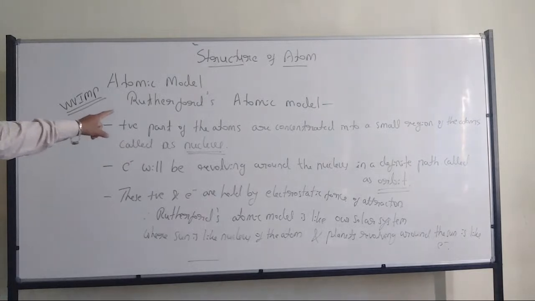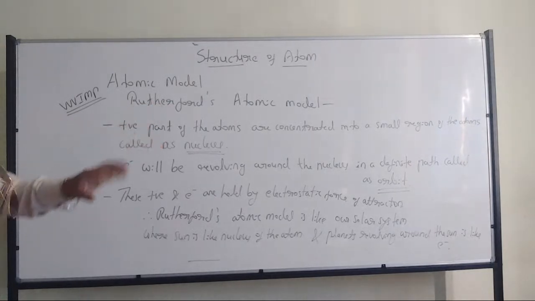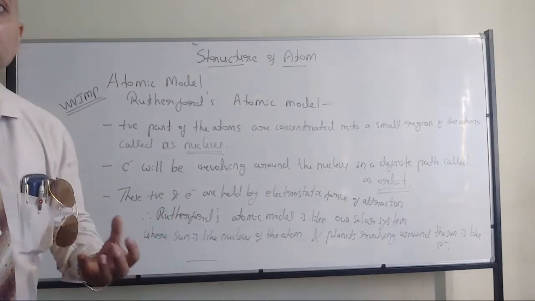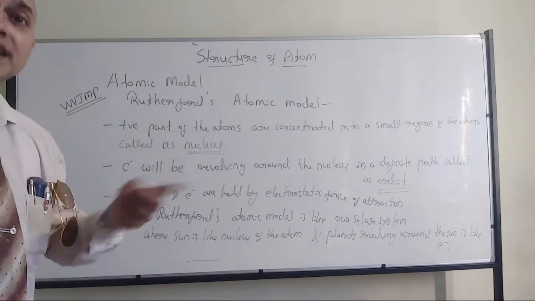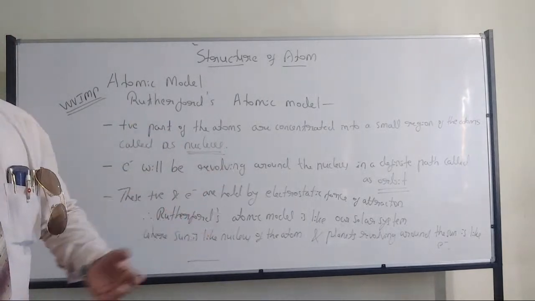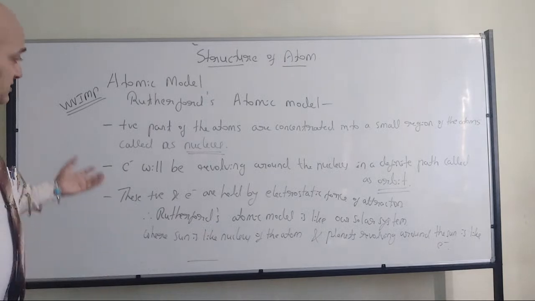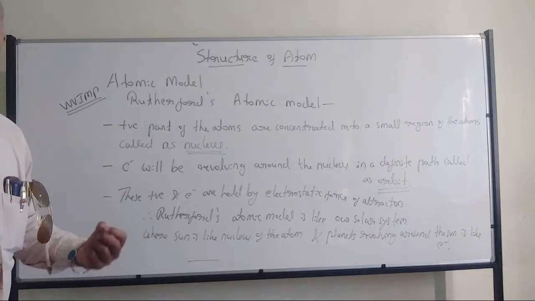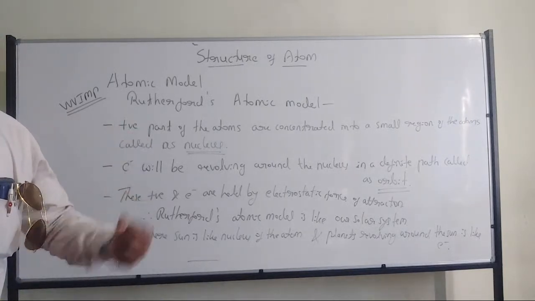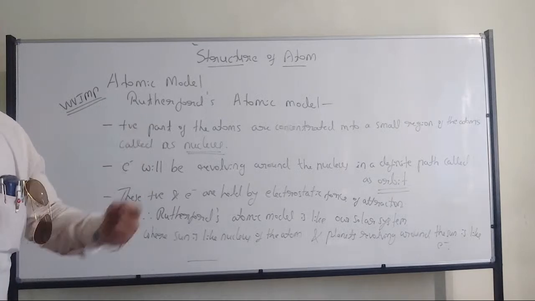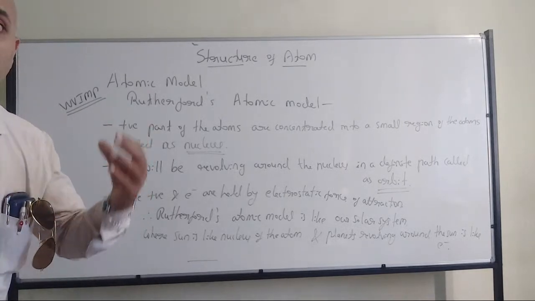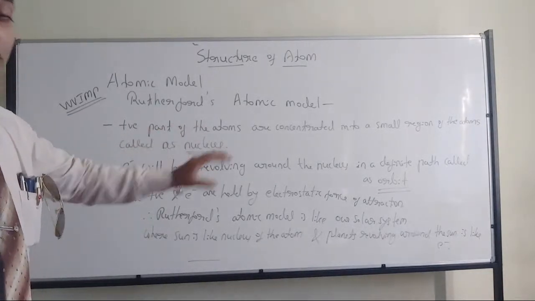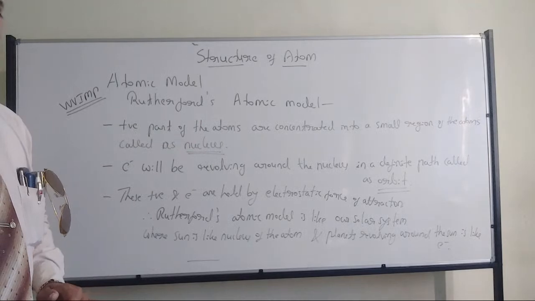The first point here is, the positive part of the atom is concentrated into a small region of the atom called the nucleus. So that word nucleus, underline it, so that the evaluator can easily see it. Okay? Next point, electrons will be revolving around the nucleus in a definite path called an orbit. So underline that orbit also. Don't think orbit means chewing gum that we eat after food, okay? So underline that one word, okay?